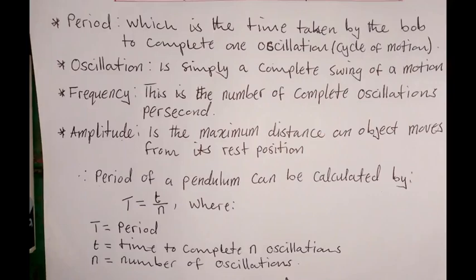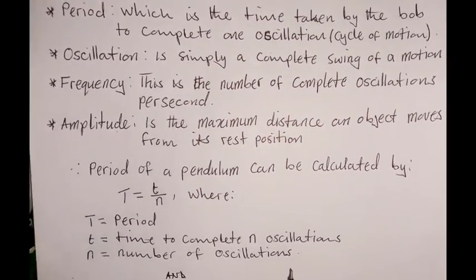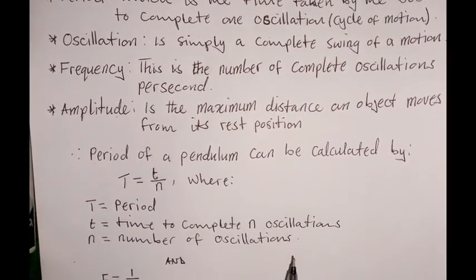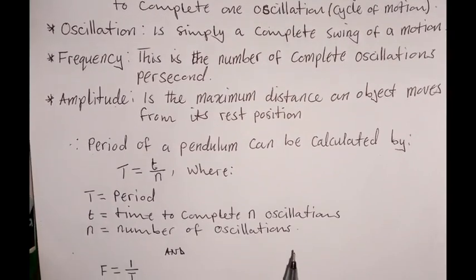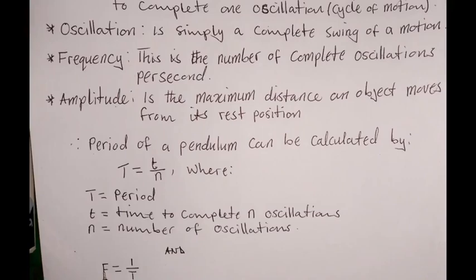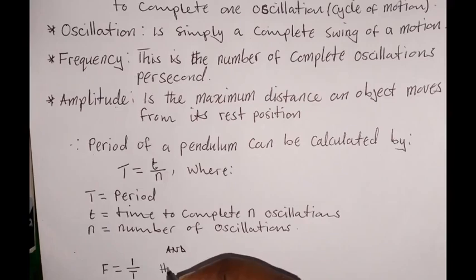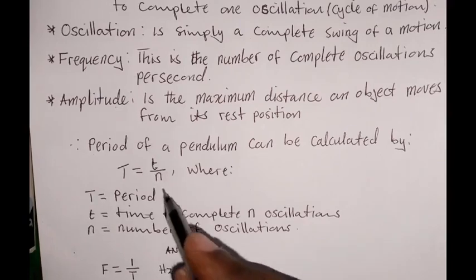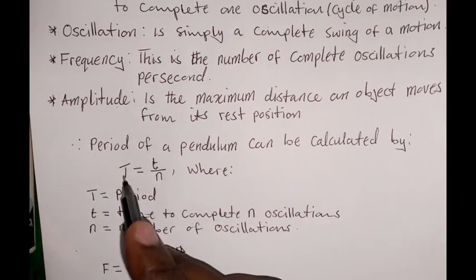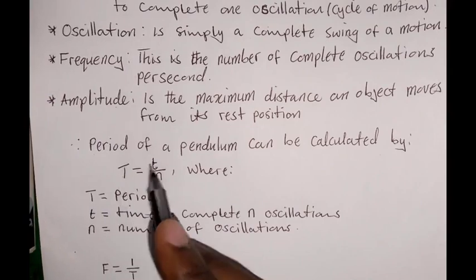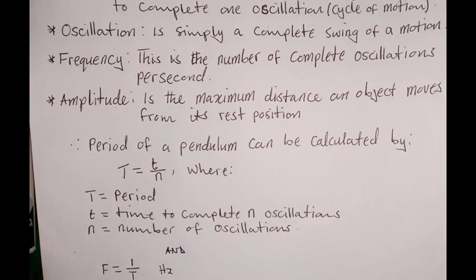Then we also have frequency, which is also used. To calculate frequency we use this formula, and frequency is given in hertz. So frequency should be in hertz, and period in seconds. So time should be in seconds.